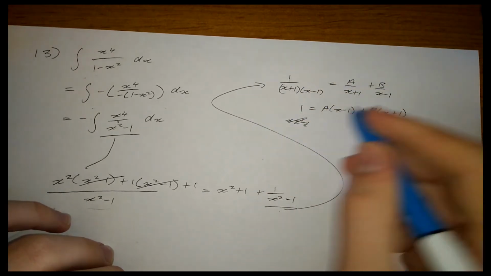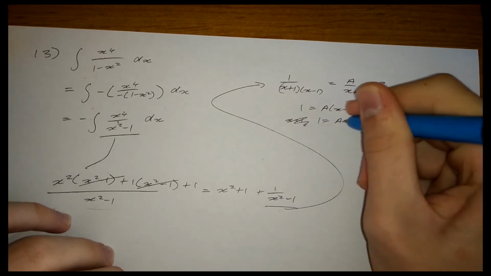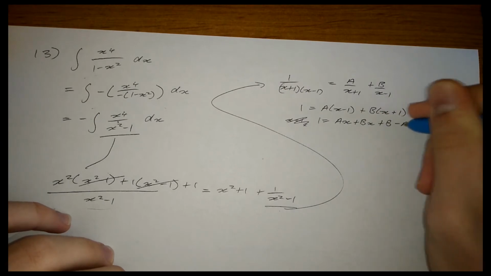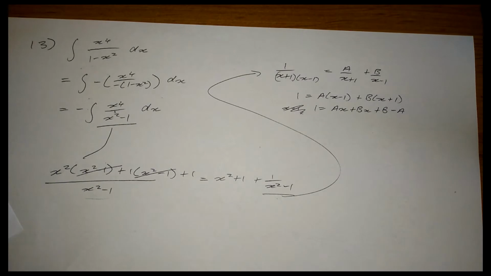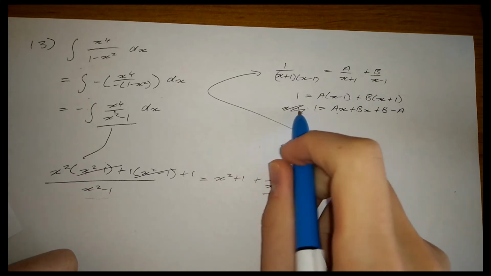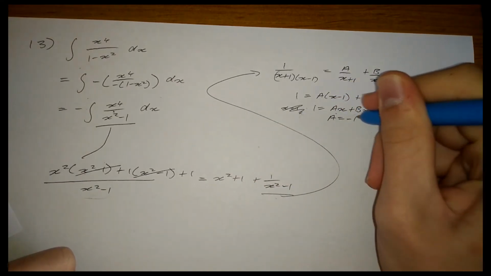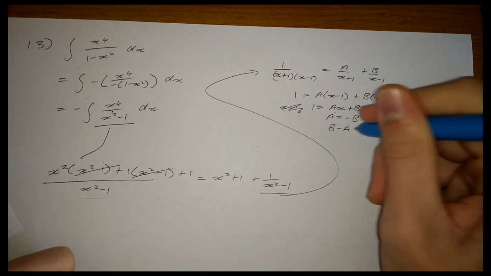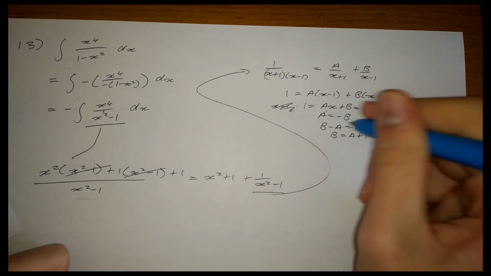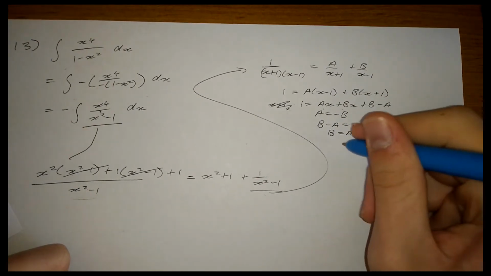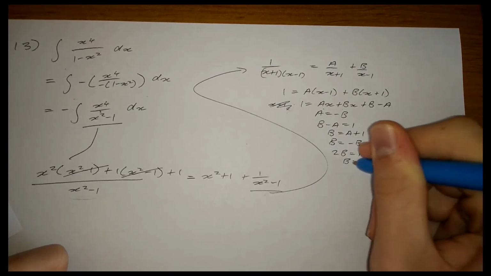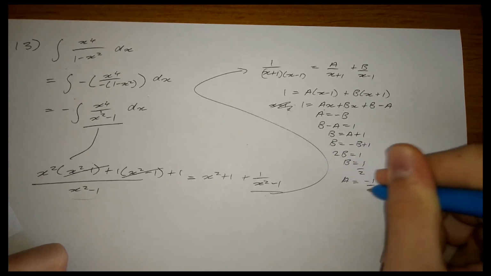Well, if we just expand this out, we have 1 equals ax plus bx plus b minus a. So b minus a equals 1. And so ax plus bx, well, we have no x terms on this side, so we know that a equals negative b. And we also know that b minus a equals 1. So we know that b equals a plus 1. And we substitute this in: a equals negative b, b equals negative b plus 1, 2b equals 1, b equals a half, therefore a equals negative a half.